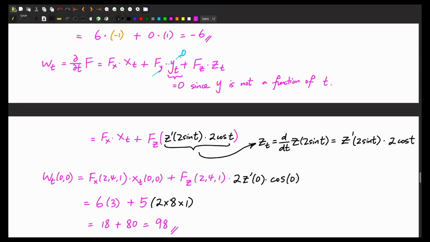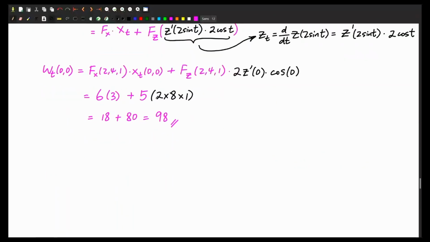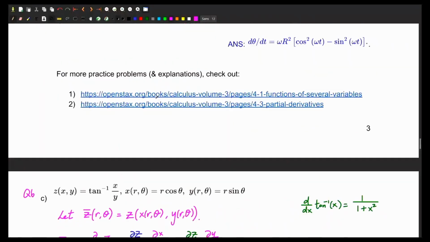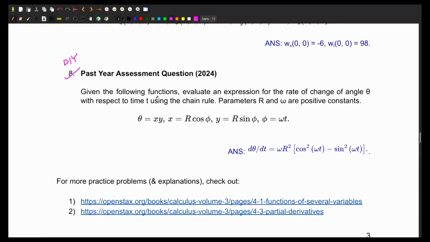So good. We are done with tutorial 6. So I think the last question, which is on the partial assessment, you can probably try it out on your own first. If need be, we can go through it during the next tutorial or the next lesson, because I feel that this one is quite straightforward.